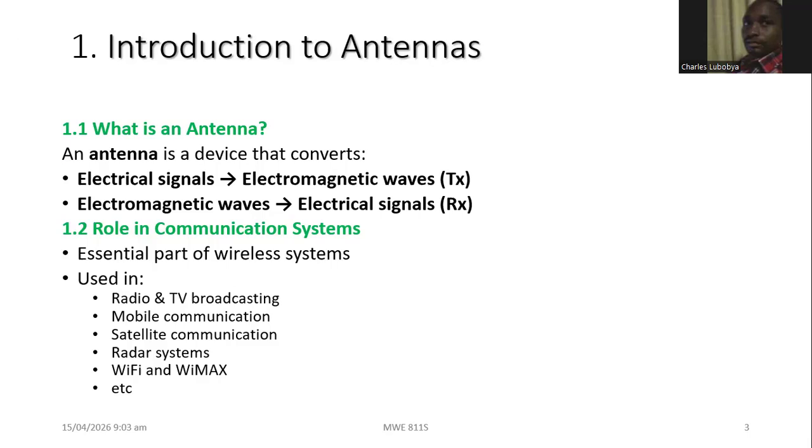Now, an antenna plays a number of functions in most of these communication systems. Some of the essential roles of an antenna include its use in radio and TV broadcasting, mobile communication systems, satellite communication systems, radar systems, Wi-Fi as well as WiMAX. So any wireless communication system needs an antenna, and that's why we are discussing this topic today.